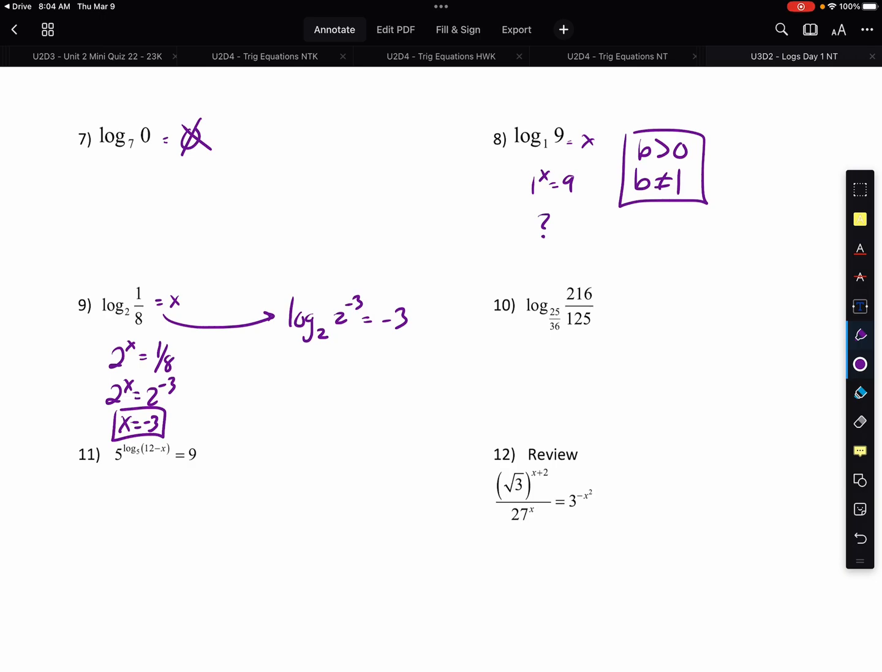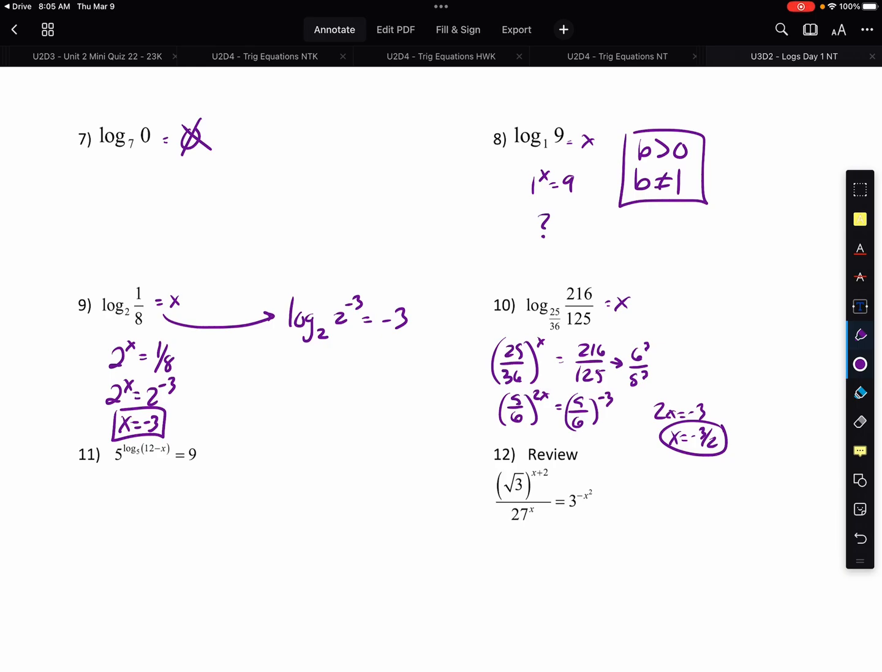10's got a lot going on. So I'm going to make it 25 over 36 to the x equals 216 over 125. All right, so 25 and 36, I got 5 squared and 6 squared. So I got 5 over 6 to the 2x. Now, 216, we're talking about 6 to the third over 5 to the third. But I need to have it both as 5 over 6 or both as 6 over 5. So if I flip it, I can make it negative 3.